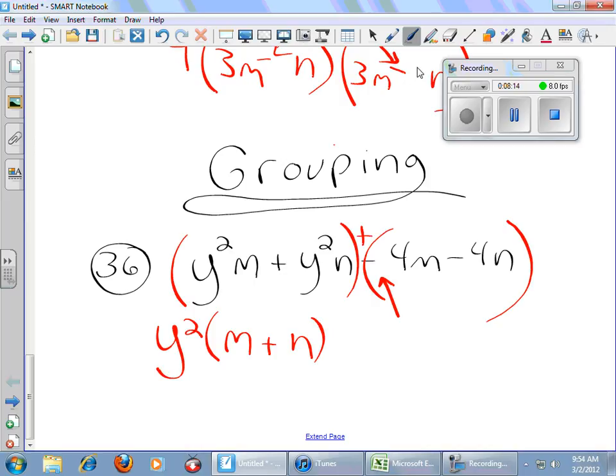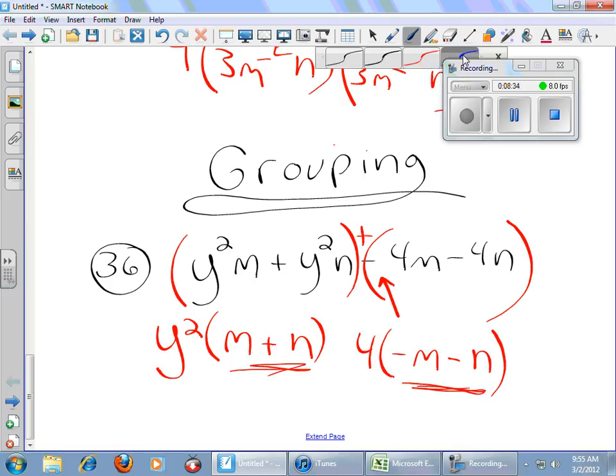Do I have a GCF? If you're saying 4, you're not thinking. Got to think a little bit deeper there. I'm not going to pull out a 4, I'm going to pull out a negative 4. So if I only pull out a 4, this is what I get. And then my two quantities, this one and this one, don't match. So I'm going to pull out a negative 4, which makes those change sign.